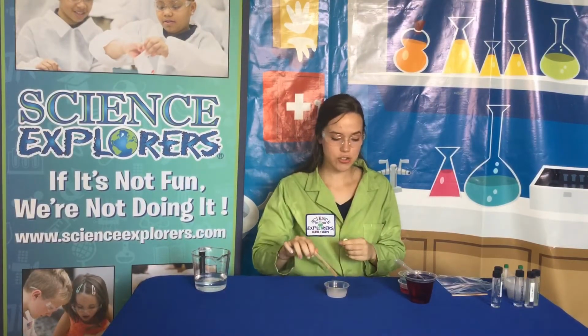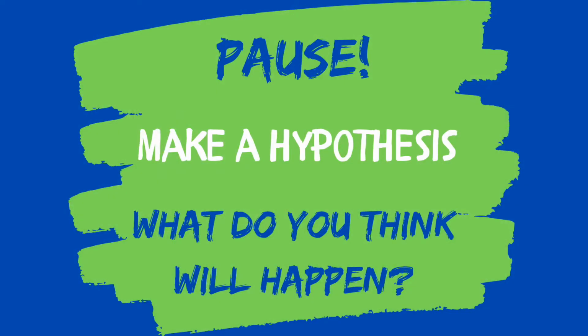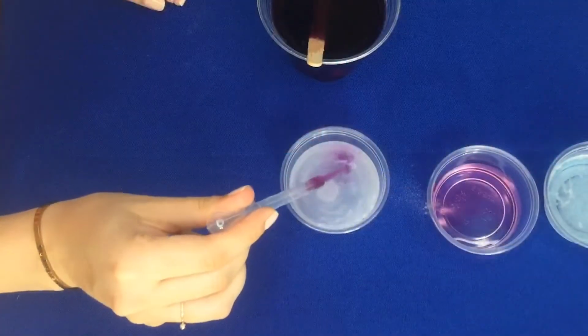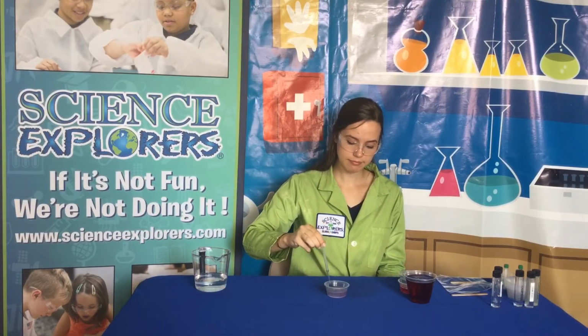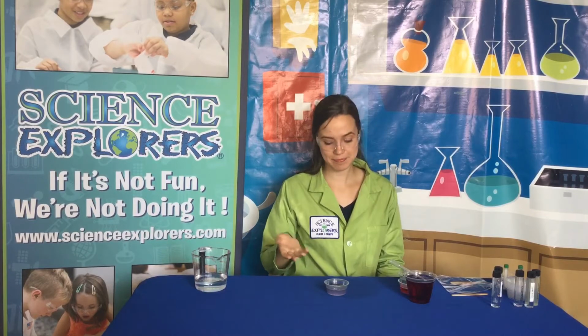When the water looks cloudy and the tablet is dissolved, add 2 to 3 pipettes full of red cabbage indicator. Let's make a hypothesis. Do you think this is an acid or a base? It looks like my indicator turned dark blue. The anti-acid tablet is a base.